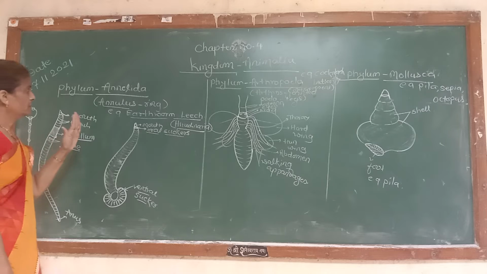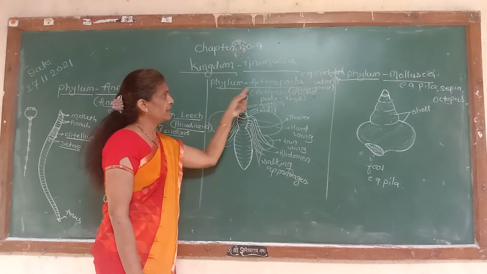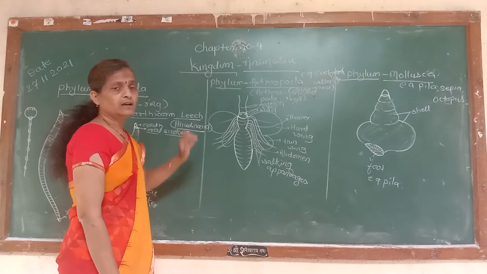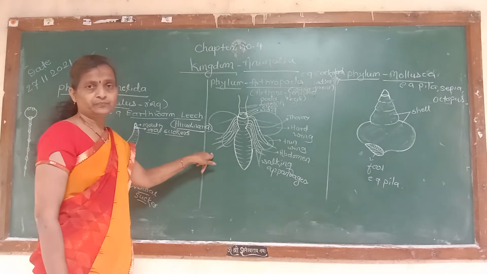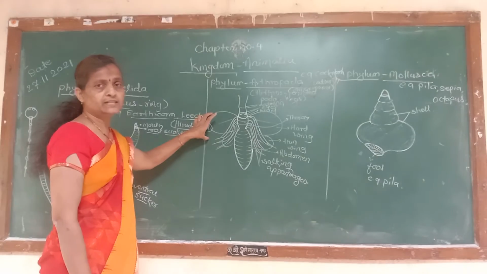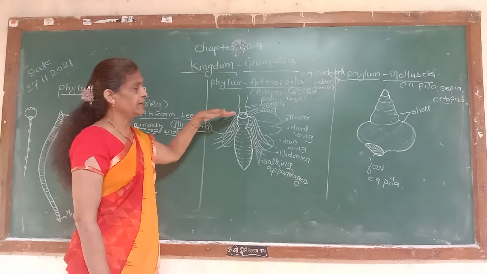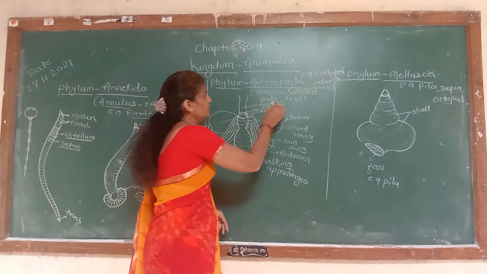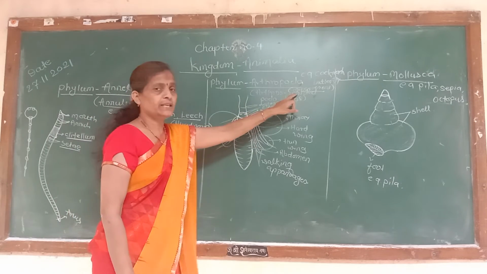Now after discussion of Annelida, the next phylum is phylum Arthropoda. Arthropoda is the largest group of animals included in this phylum. There are a number of animals present all over the region, that means on the land, in the air, or in aquatic conditions. That's why the animals are known as omnipresent.